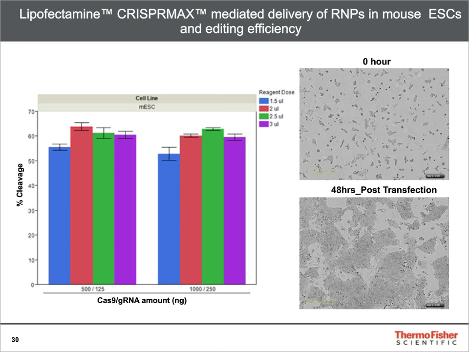These results indicate increased amount of RNP complex or increased amount of transfection reagent does not help in maximizing the editing efficiency. To maximize the editing efficiency, one should optimize the various transfection variables such as guide RNA and Cas9 protein amounts and various amounts of transfection reagent. To your right, cell morphology and plating density of mouse ESCs is shown before transfection and 48 hours post-transfection. Next, I will talk about human iPSC or ESCs.